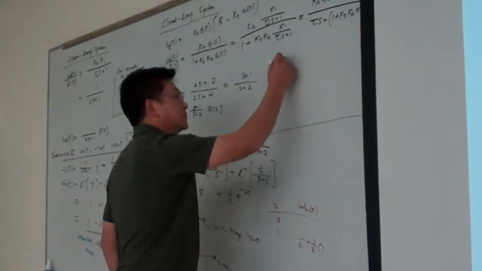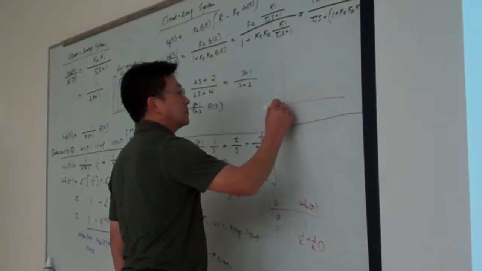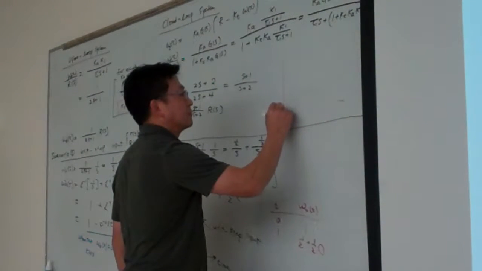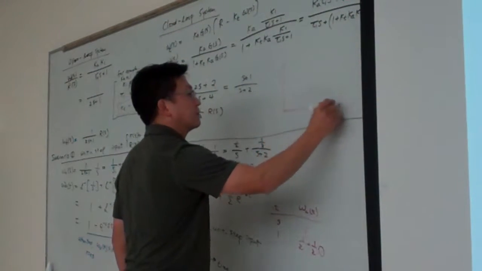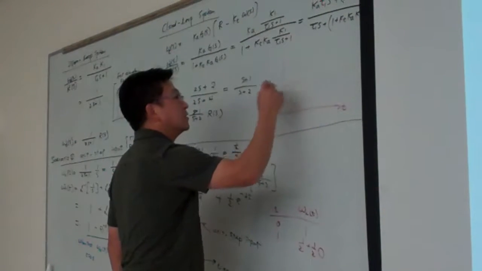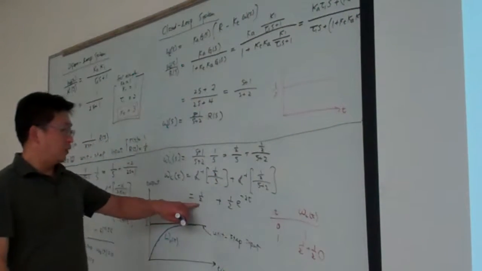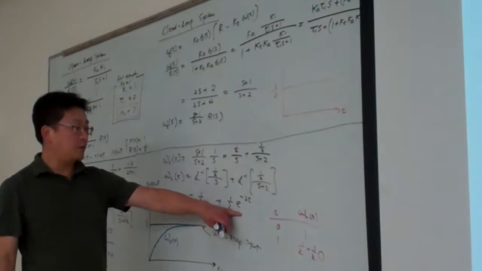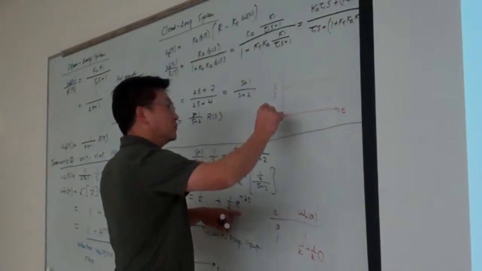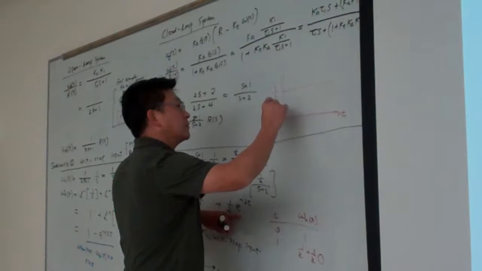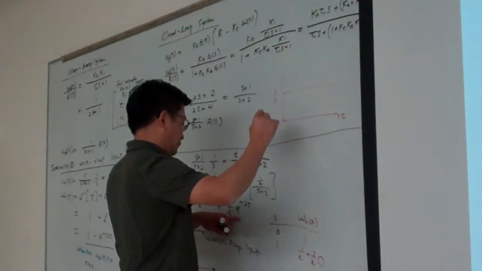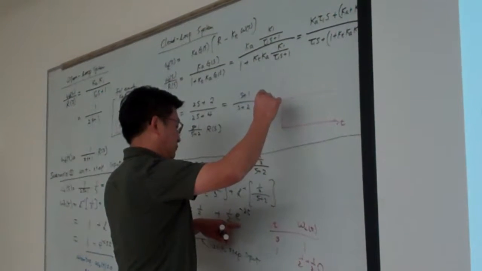Let me do this. So this is time, and this is 1/2. Superimposed onto 1/2, we have this value, exponential minus 2t here. Negative 2t, yeah.